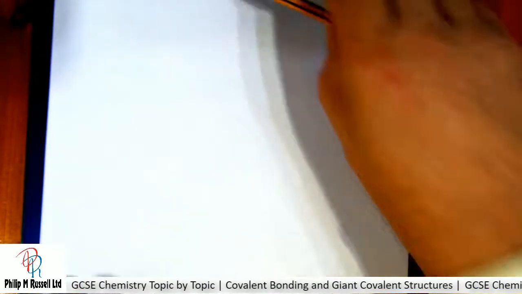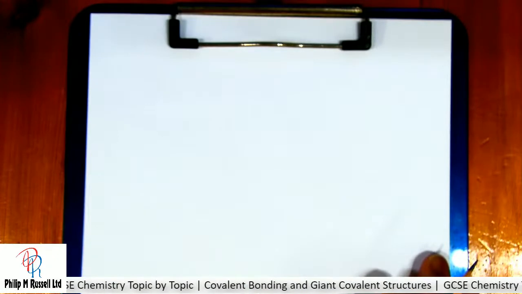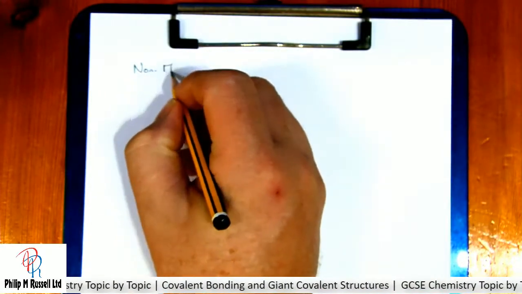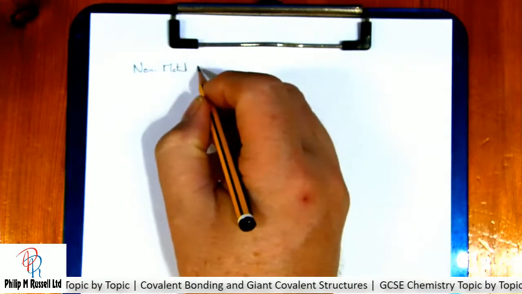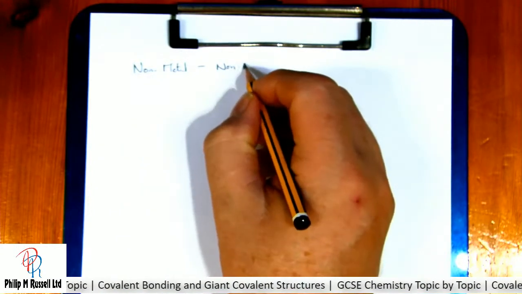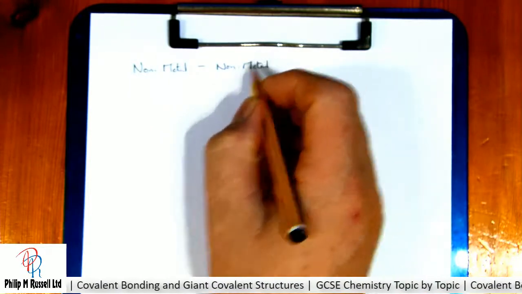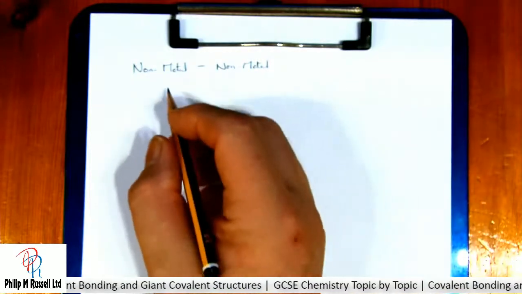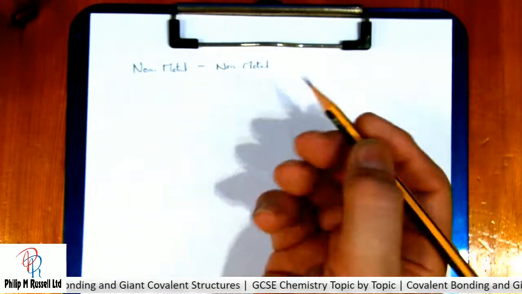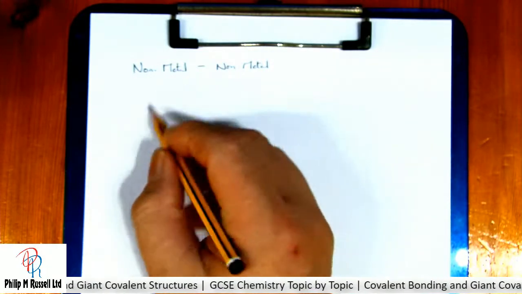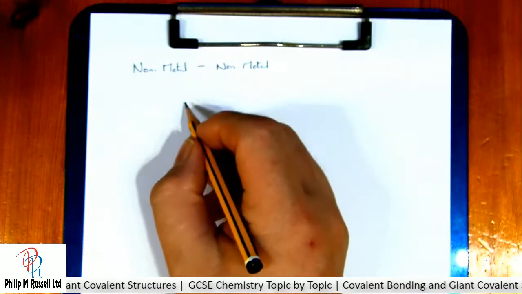Covalent bonding we get when a non-metal bonds to another non-metal. So let's take a couple of typical non-metals. Let's take oxygen and hydrogen.